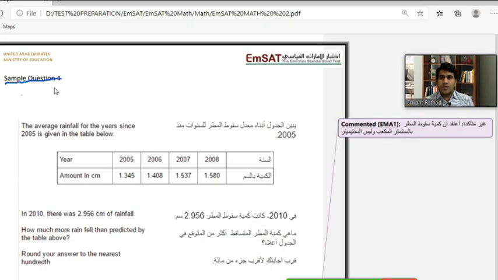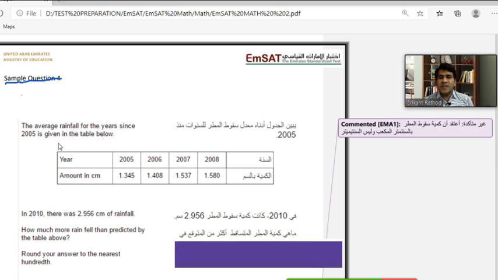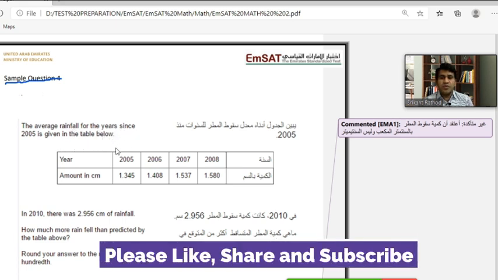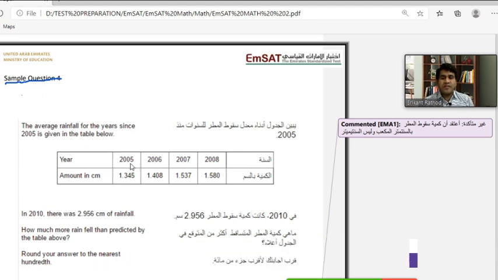Question number 4. The average rainfall for the year since 2005 is given in the table below. In 2005, there was an average rainfall of 1.345 centimeters.